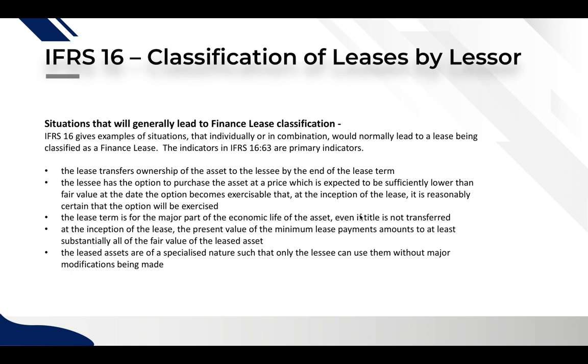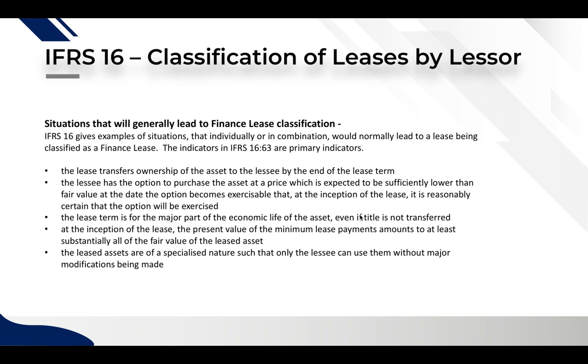So now IFRS 16 gives us examples of situations that individually or in combination would normally lead to a lease being classified as a finance lease. These indicators are called primary indicators, and here are a few of the primary indicators mentioned in IFRS 16 for a lease to be classified as a finance lease. Number one, the lease transfers ownership of the asset to the lessee by the end of the lease term. So if there is a transfer of ownership of the asset to the lessee at the end of the lease term, then the lease is classified as a finance lease for the lessor.